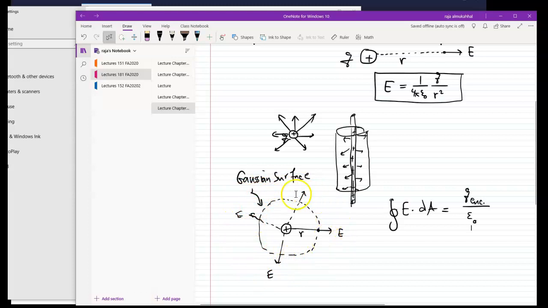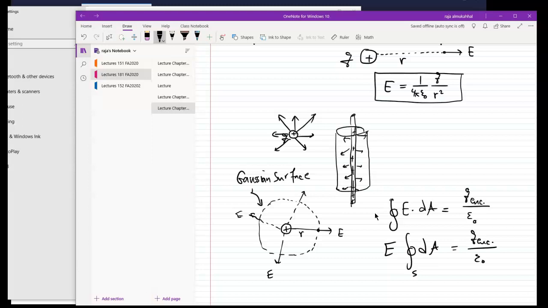Make sense? They're all constant. They're not different. And therefore, this E in this integral is constant, and therefore I can safely kick it out of the integral. You see the trick? So I can kick it out of the integral, and what I'm left with is the surface integral of dA equals the charge enclosed over epsilon naught.